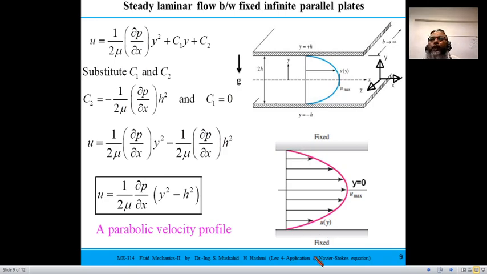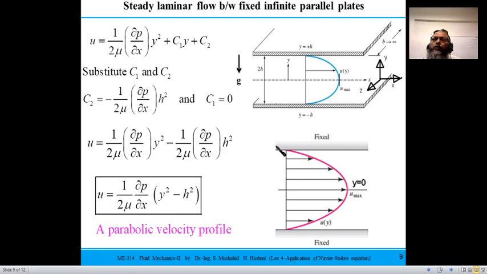where velocity is a function of y. The two plates are fixed, and here the velocity is 0, and here the velocity is 0. If you put in different values of y, you get different values of u. These are called the local velocities. Whenever you solve any equation, you always need to check its boundary condition. Let's substitute y equals h here. h squared minus h squared would be 0, so whatever this term is, the velocity is 0.